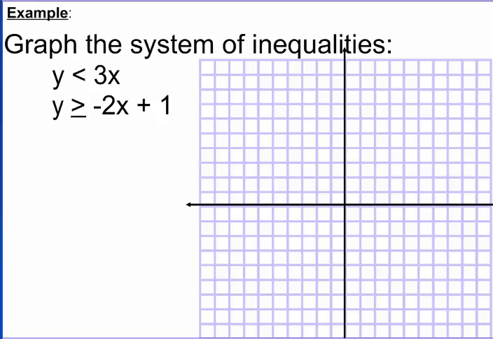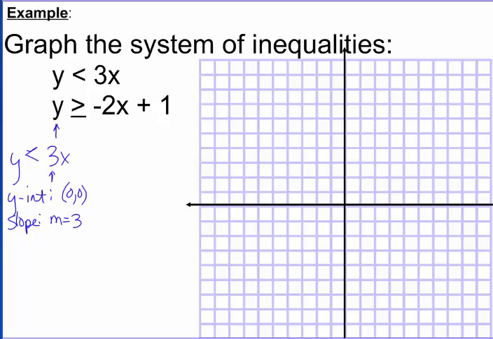We're going to graph the system of inequalities here. I have y less than 3x and y greater than or equal to negative 2x plus 1. If you don't have the y by itself, you're going to have to rewrite the inequality so that the y is by itself first. In our case, both of these inequalities have the y by itself. So we have y less than 3x. Identify your y-intercept and your slope so that you can graph the line. The y-intercept in this case is (0, 0), because you're not adding or subtracting anything. And your slope is the 3. So right there is our slope.